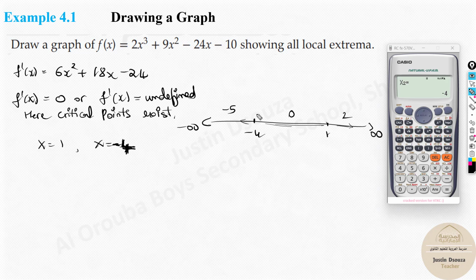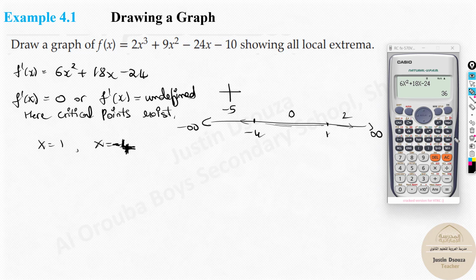Now these are the test values which you must put in this derivative and then find whether it's positive or negative. We will do it in the calculator. Personally, I would type this derivative as it is in the calculator: 6x squared plus 18x minus 24. Now calc at minus 5. What's the answer? It's a positive answer. We don't need the exact answer. It's positive. This is very important.